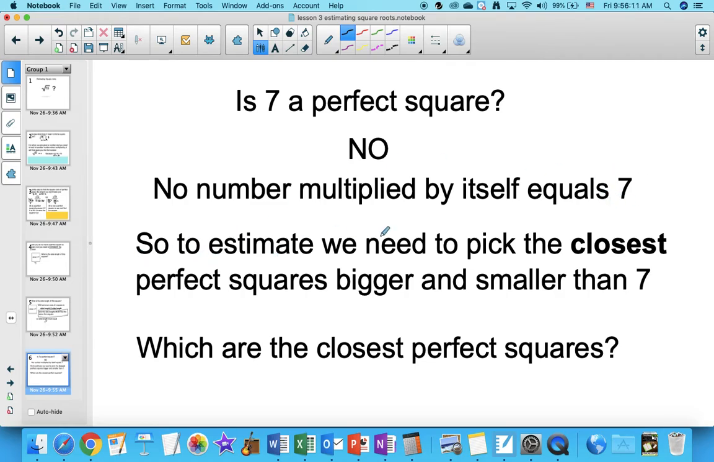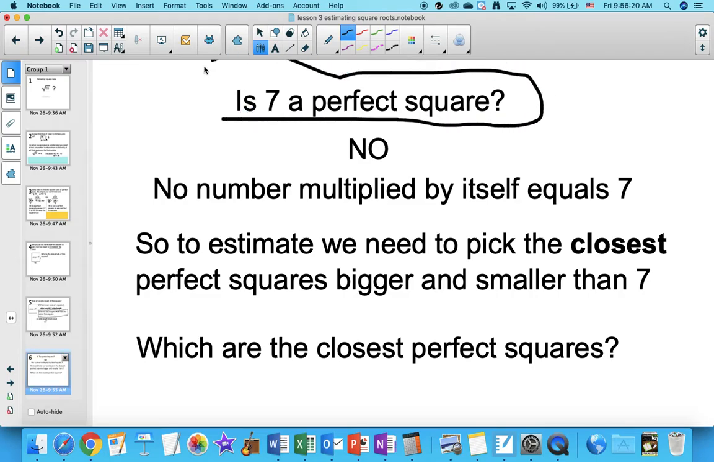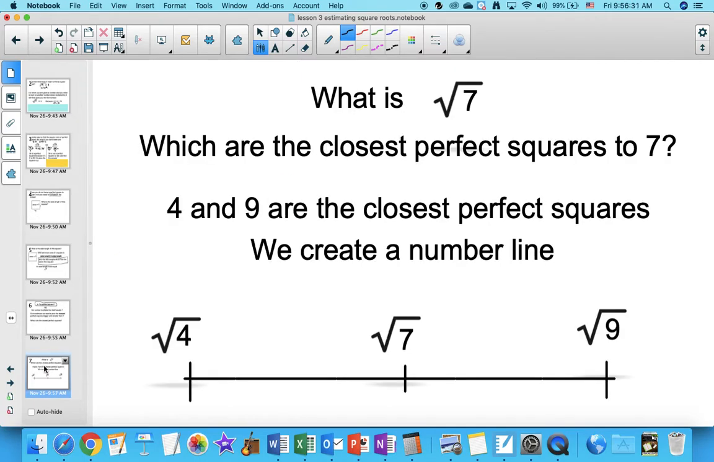So to estimate, we need to pick the closest perfect square, bigger and smaller than 7, right? Because 7 is not a perfect square, we need to find the closest perfect squares to 7, one bigger than 7 and one smaller than 7. So I like to draw a number line, right? I'm looking for the closest perfect square smaller than 7 and a larger perfect square that's close to 7 as well.